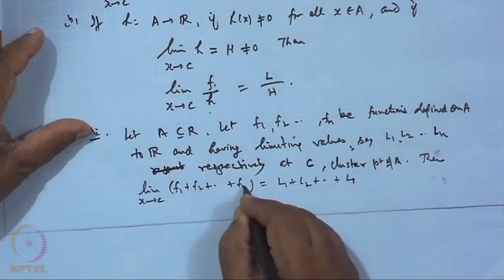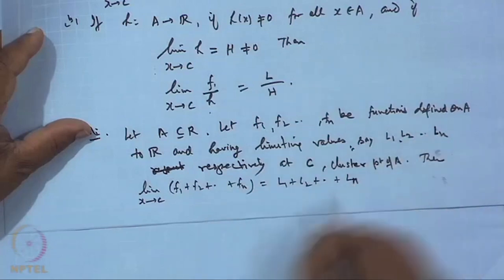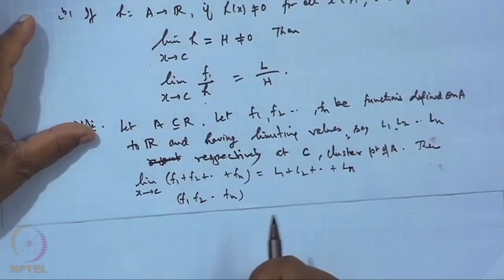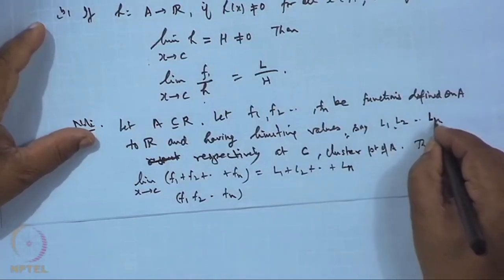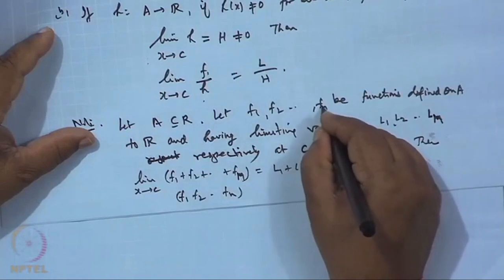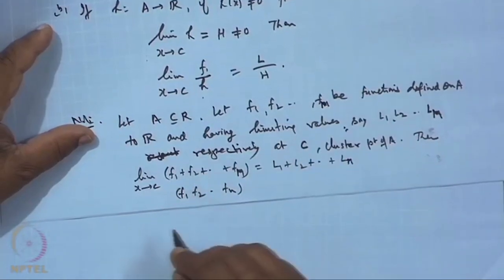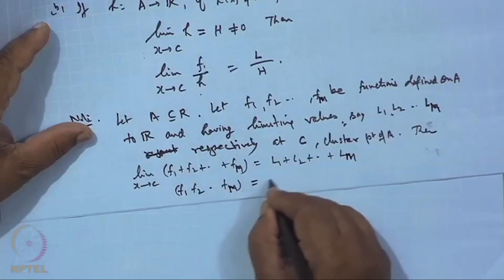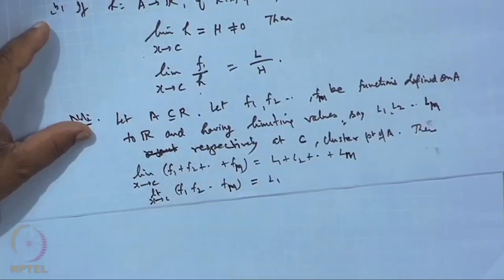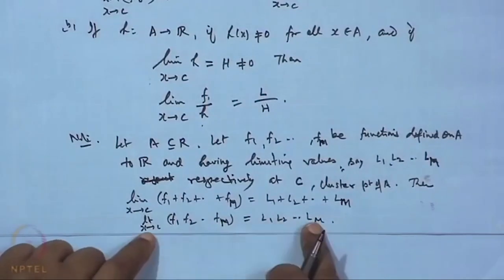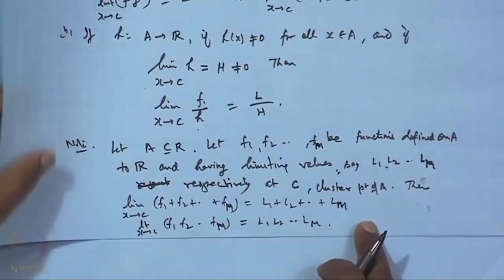Similarly, when you find the product of these, I will use m here, so it should not be n, otherwise it will confuse because the limiting value is taken. So, when x tends to c, the limit of the product comes out to be L1 L2 up to Lm. And as a result, when all L1, L2, up to Ln are the same, then it comes out to be L to the power n, as a particular case.